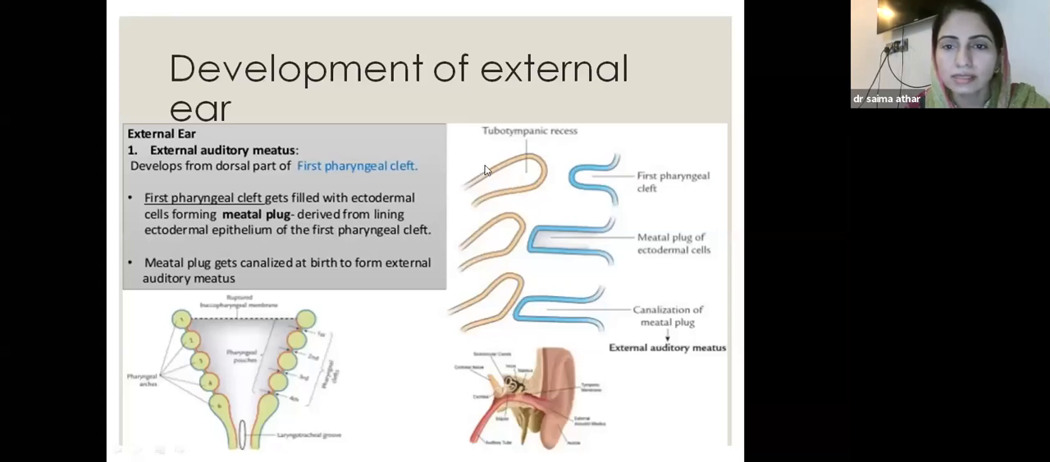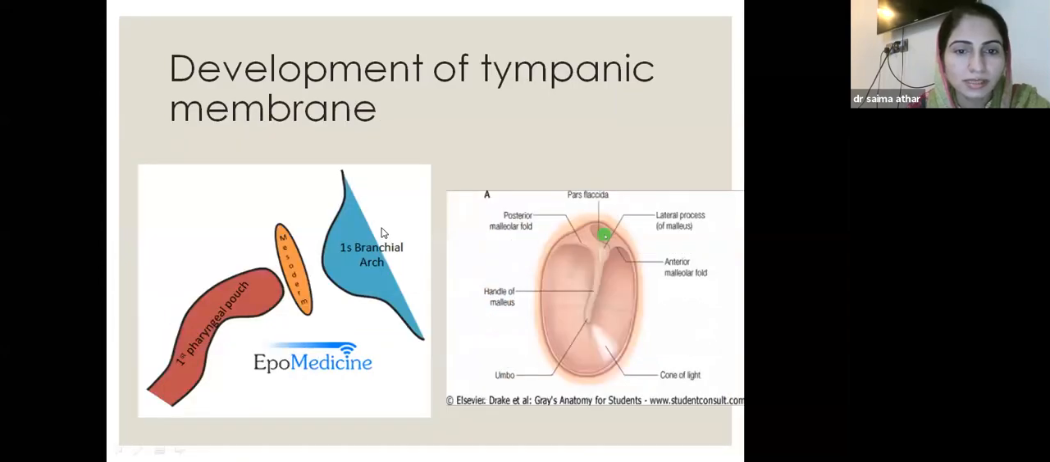So you can see, this is the tubotympanic recess. This bluish is the first pharyngeal cleft. Slowly and gradually, they both will communicate, and the external auditory meatus is blocked by the meatal plug that will then be dissolved, and there will be canalization of the external auditory meatus. So this is the first pharyngeal arch which is forming the cleft. This is the first pharyngeal pouch, and in between there is mesoderm.